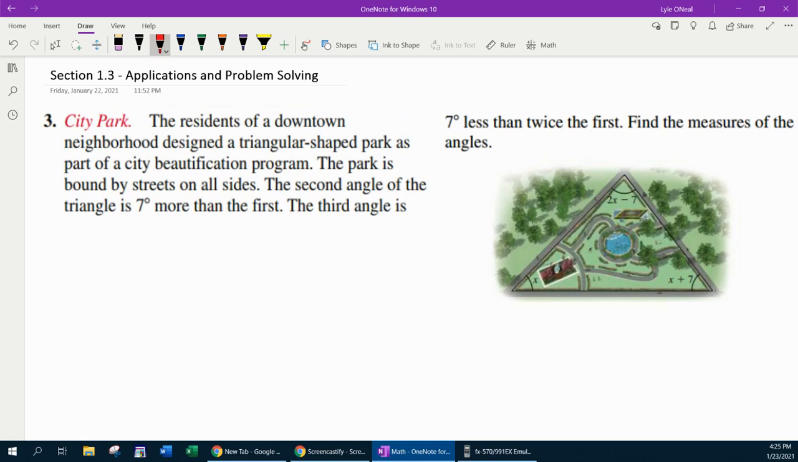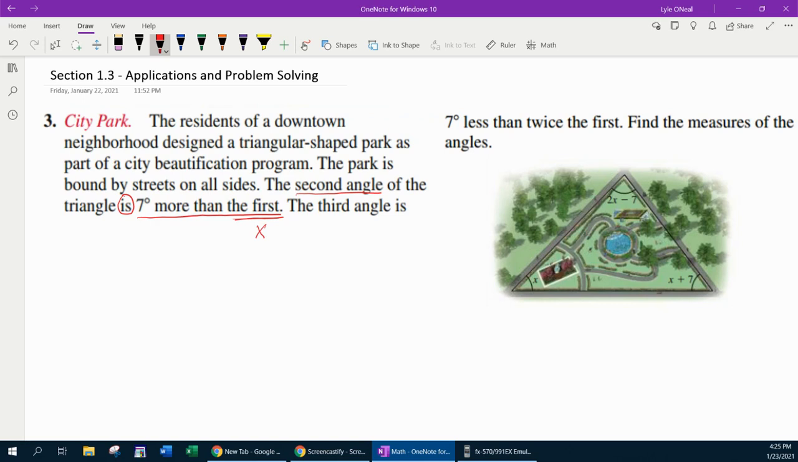And then it says the second angle of the triangle is 7 degrees more than the first. There is our first critical piece of information. The second angle is 7 degrees more than the first. So, what does that mean about the first angle? It means, well, we don't really know what it is, and so it's going to be x. I don't know what the first angle is, so we're going to designate that as x.